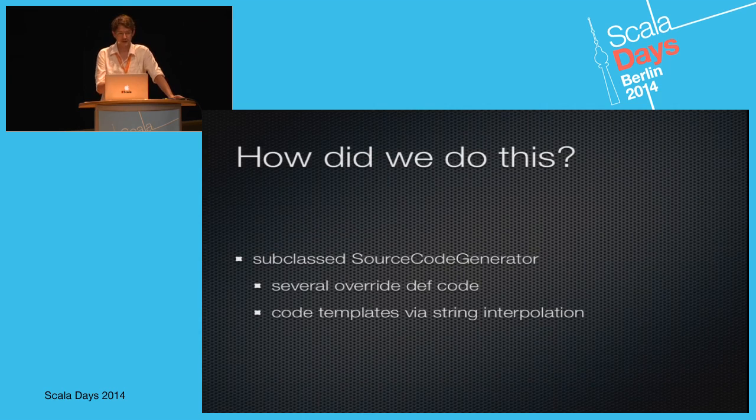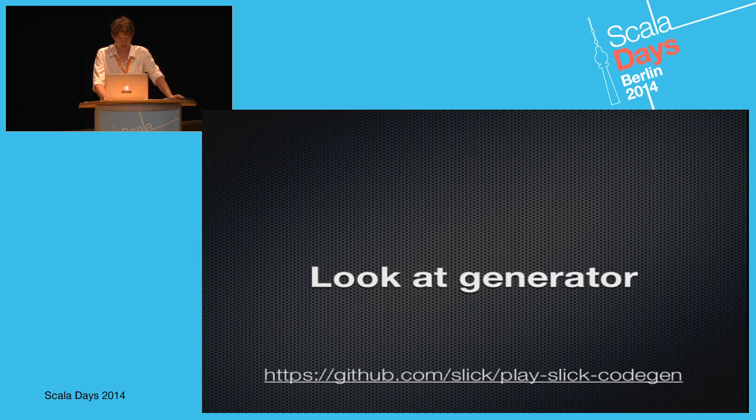And how did I implement that? Well, I subclassed the source code generator like I showed before. I overrode some of the methods. And in the methods, I have some little code snippet templates using string interpolation, where I just fill in some stuff and build a large string of code and dump it to a file. And that's automatically handled by the class.